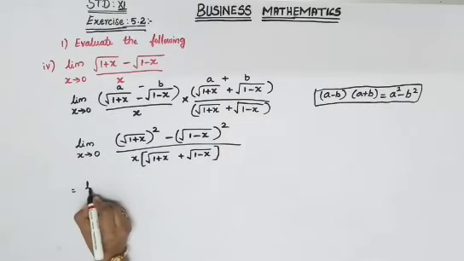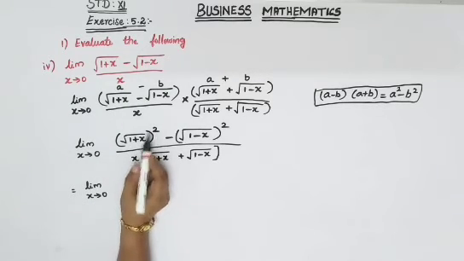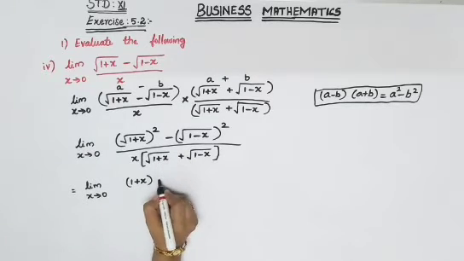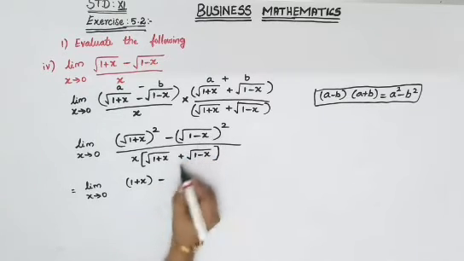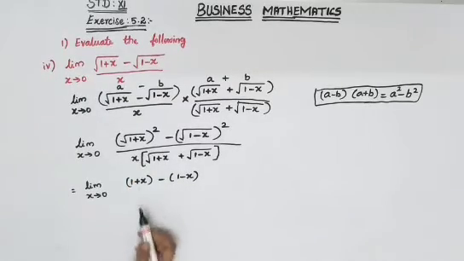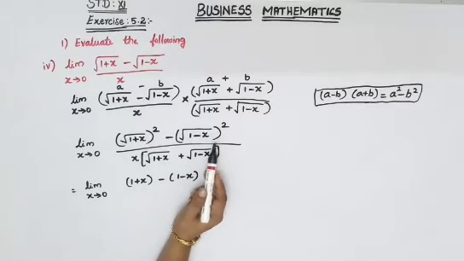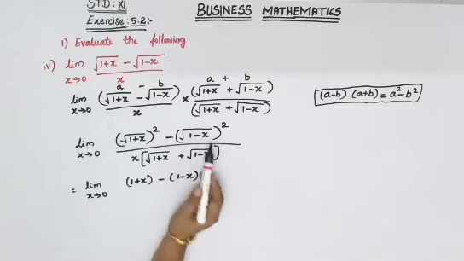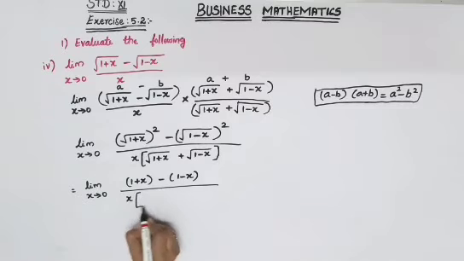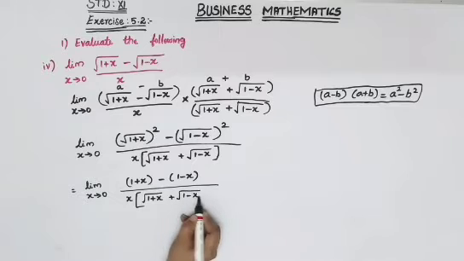Which is equal to limit x tends to 0. Root square is there, so you can cancel root square. You will have 1 plus x. Same way this minus is there. Again root square is there, so we will have 1 minus x. So wherever root square is there, that will get cancelled. The other term, what is there inside the root, you will have it separately. Here this minus is there as it is. You will have only 1 minus x divided by your denominator as it is, x into root of 1 plus x plus root of 1 minus x.